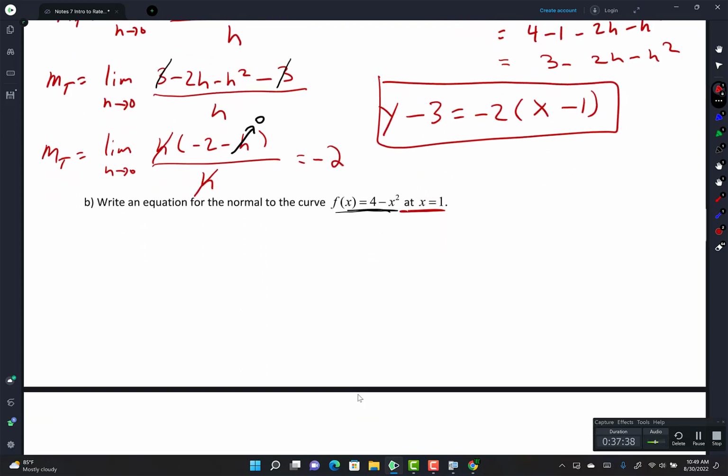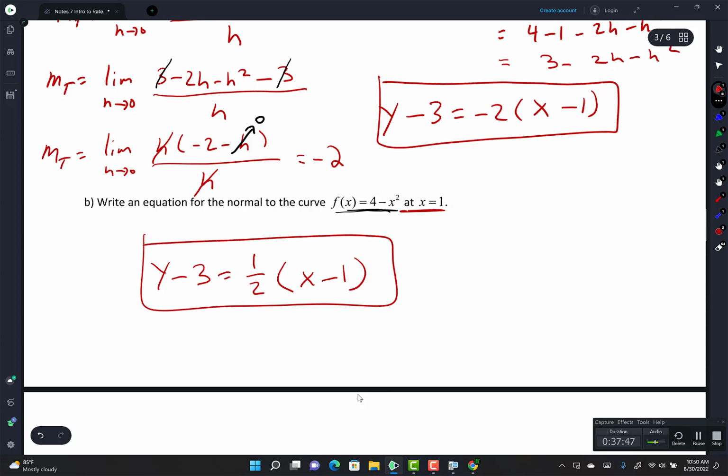So I'm just going to go y minus 3 equals positive 1/2 (x minus 1). Does everyone see how we did that? Yes. This was my slope for my tangent. You're going to do the opposite reciprocal of this. Why are you doing the opposite reciprocal? Because my tangent and my normal are perpendicular. Does that make sense? Now check it out. Let's see if it really does look perpendicular, guys.